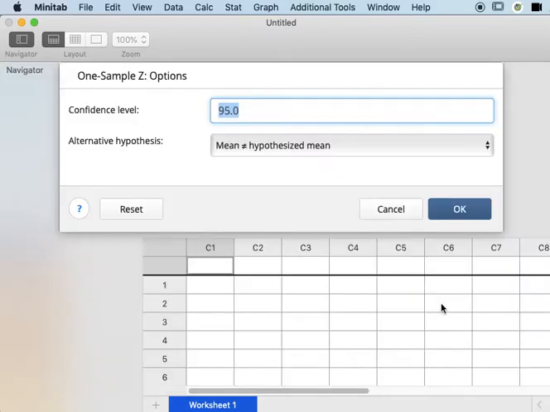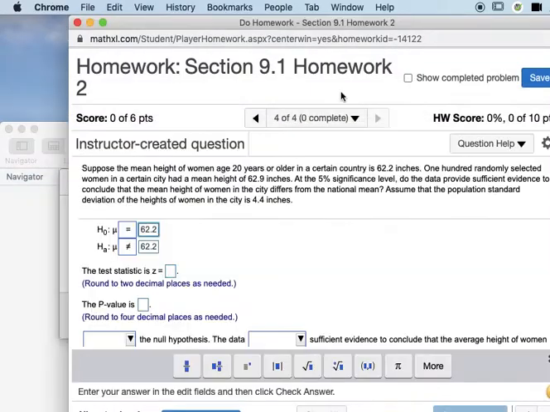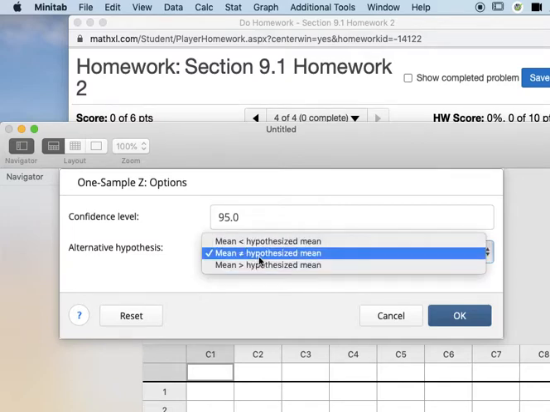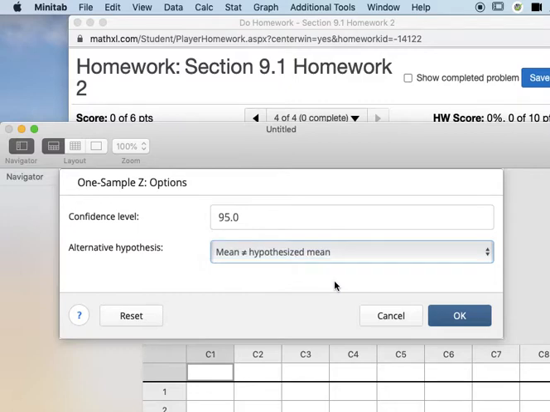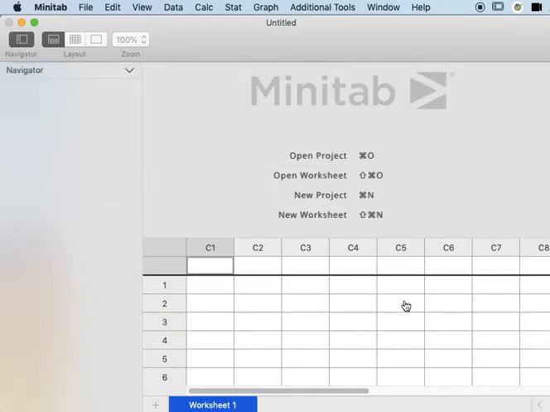Now I'm going to click on Options. And this time I need to change what's in this alternative hypothesis box. I need it to match my hypothesis. Well, in this case, I don't need to change it because it already does match. My alternative hypothesis is that the mean is not equal to 62.2, so that's what I want to have in this box: mean is not equal to the hypothesized mean. If I had a greater than or a less than sign there, I would change to one of these other two options. So now I can click OK and click OK again.